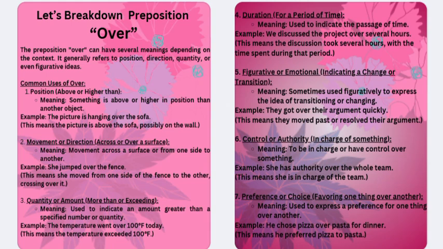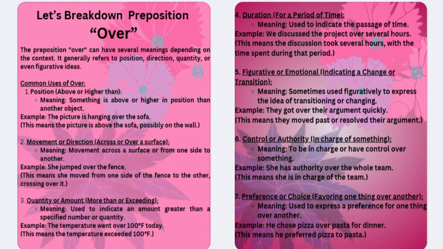Number one, position above or higher. Let's see the meaning. Something is above or higher in position than another object. Example: the picture is hanging over the sofa. This means the picture is above the sofa, possibly on the wall.